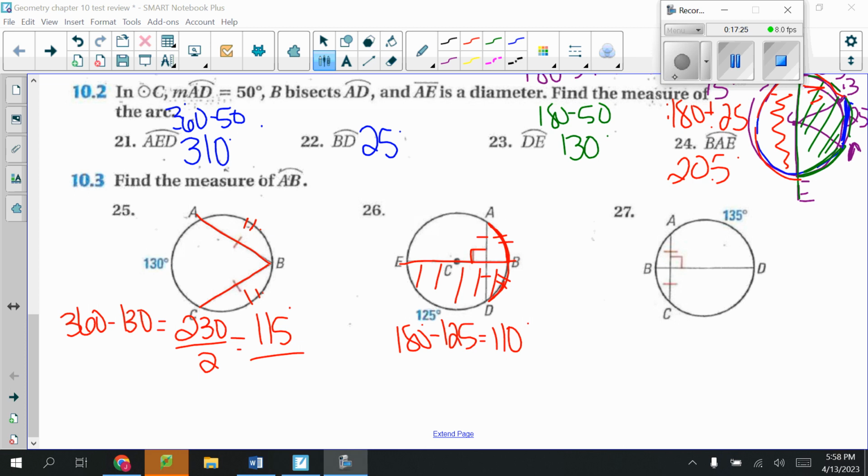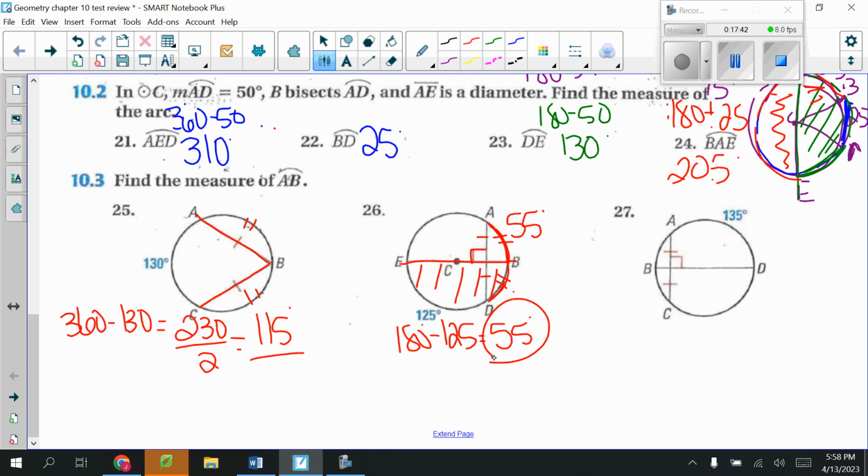Right. 180 minus 125, sorry about that, is not 110. 180 minus 125, how about, is 55 degrees. If this arc is 55 degrees, this arc is also 55 degrees.